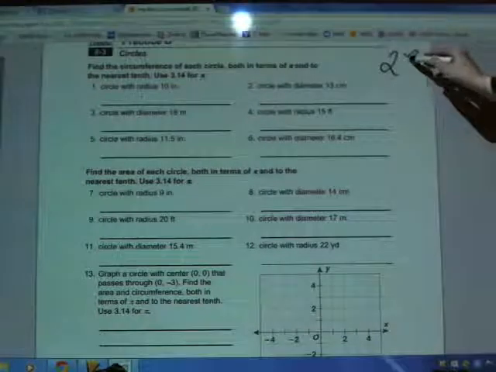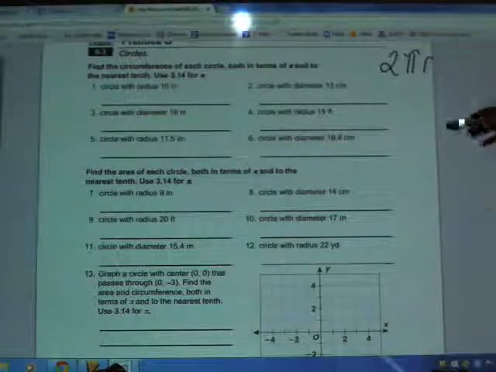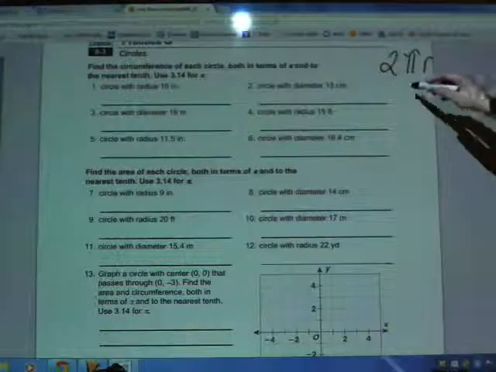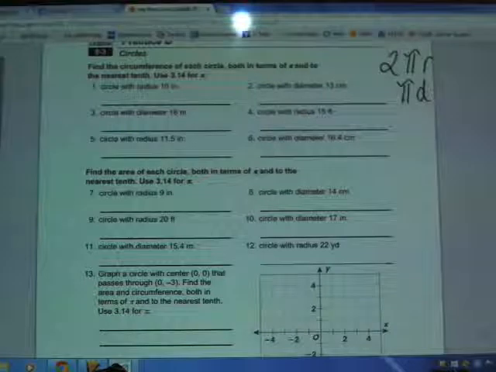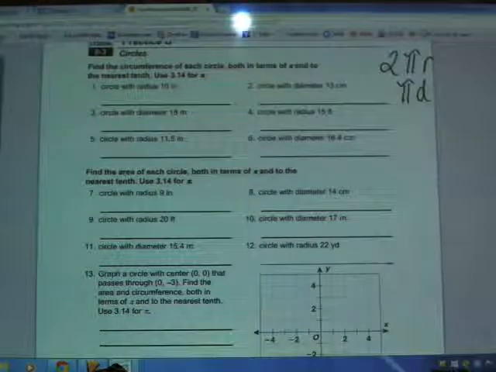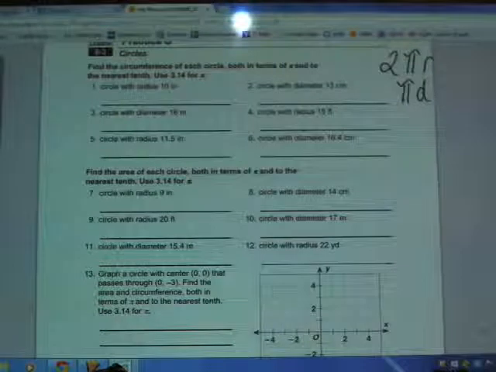If you're working with the radius, you're going to use the formula 2 pi r. And if you're using the diameter, you're using pi times the diameter. As you can see here, the questions in 1 through 6 are a mélange of those two. Sometimes they give you the radius, sometimes they give you the diameter, so you probably want to have both in your pocket. Okay, so let's start off with the radius question, 2 pi r.